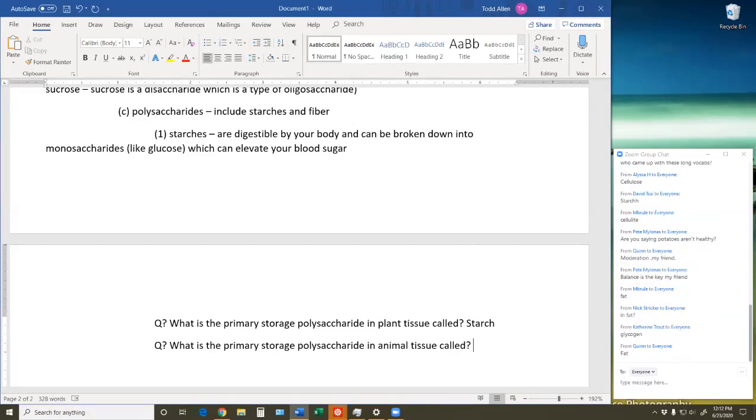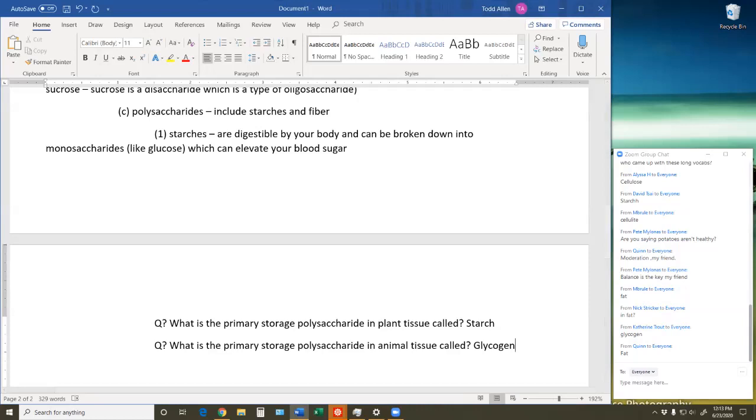Catherine, nicely done. It is in fact glycogen. You see that at the bottom left corner of page 32. Very nicely done, folks. It is definitely not fat, Quinn. Fat is a lipid, it's not a carbohydrate. Okay, good stuff.